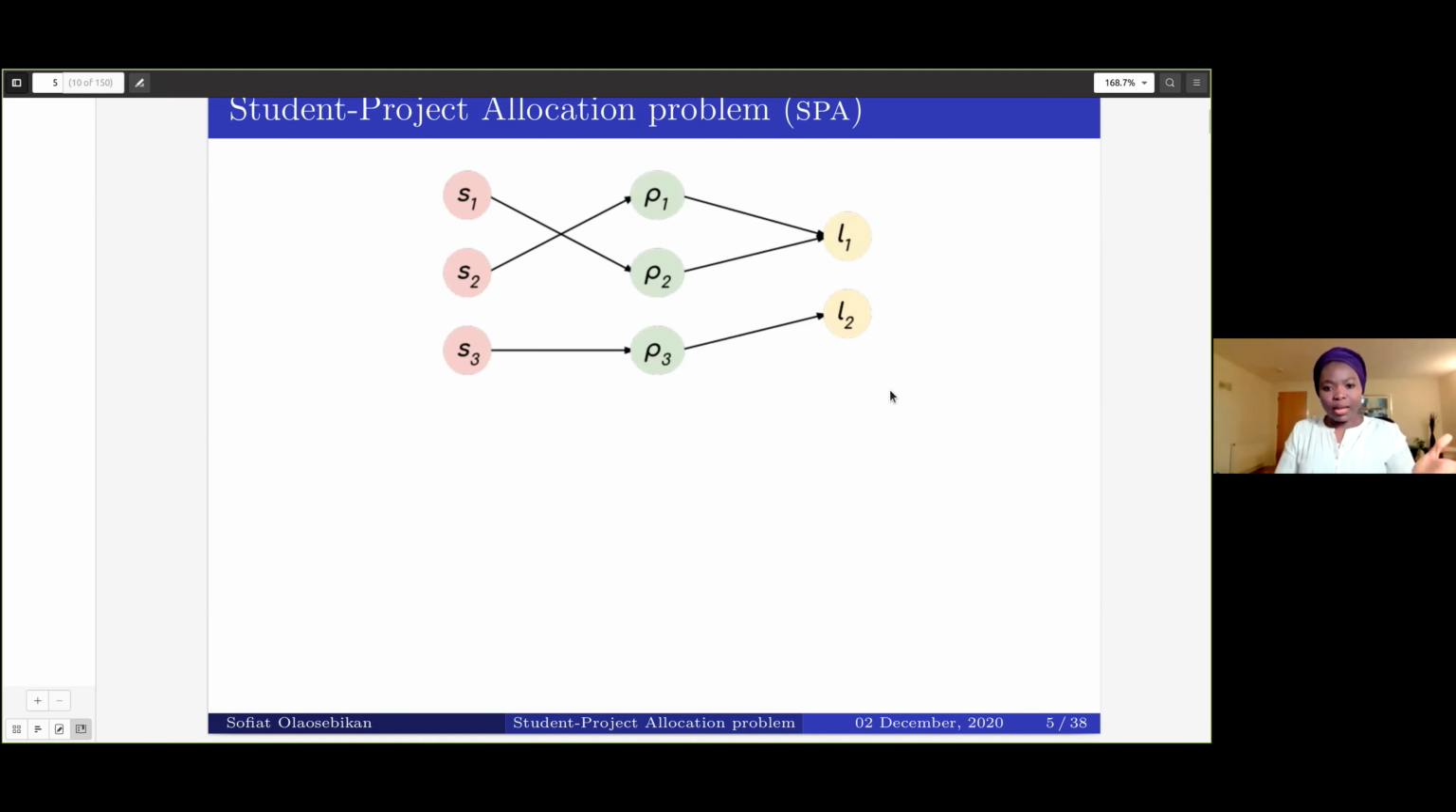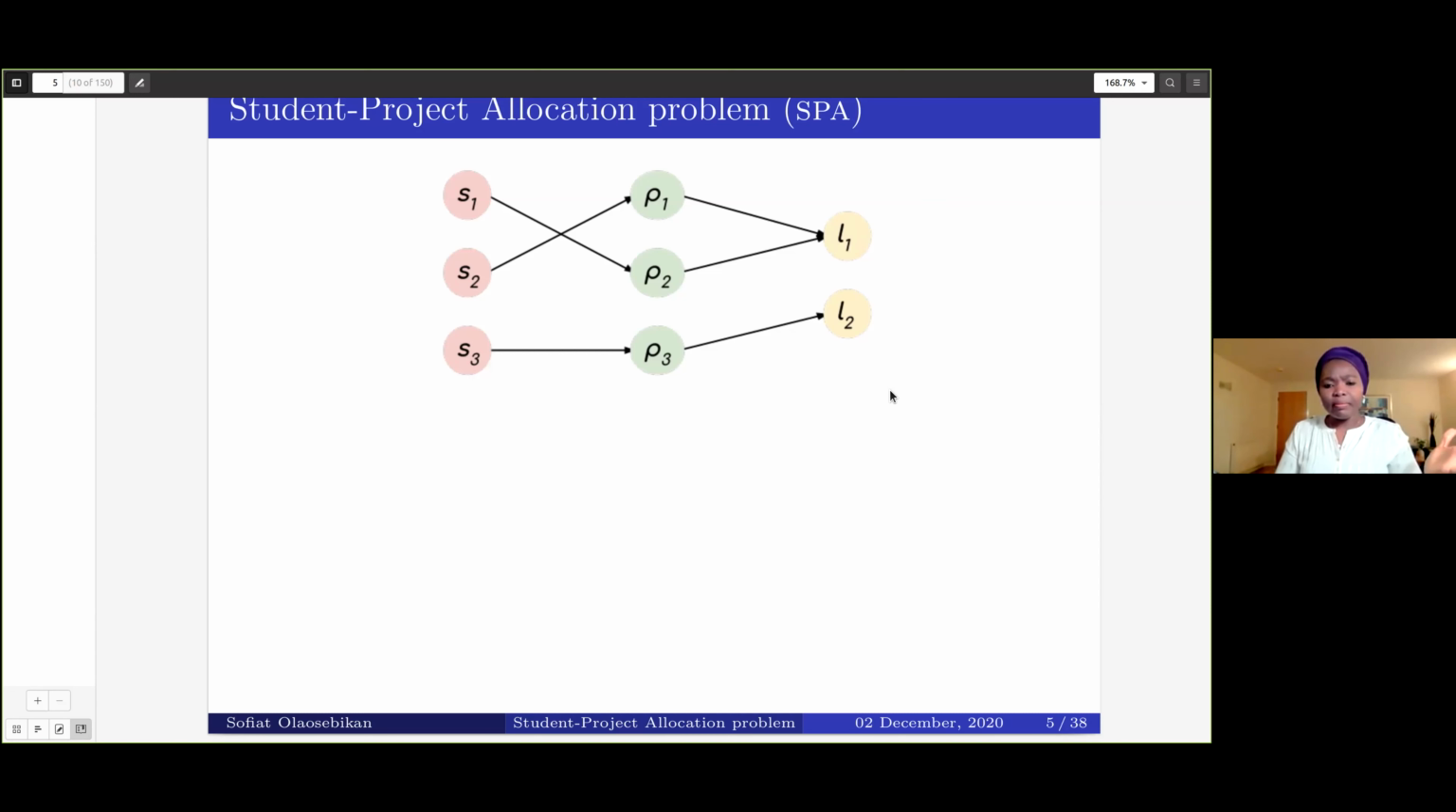So the SPA problem, for short, involves students, projects, and lecturers, as I've said before. The lecturers propose the projects, the students provide preferences over the projects, and there is a form of capacity over projects and lecturers, which is decided by the lecturer that proposed the project.